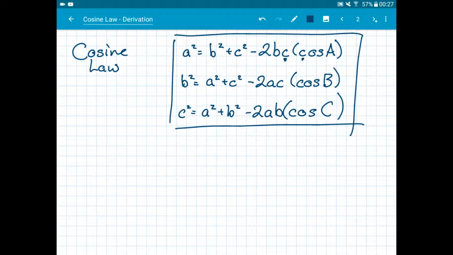Now, some people will rearrange this equation so that you can solve for cosine C, B, and A, and I think that's just a little bit of extra complexity. You can always just rearrange. It's not really that hard. Okay, so I'll show you how to do that once we get to some examples with cosine law, which I'll do in another video.